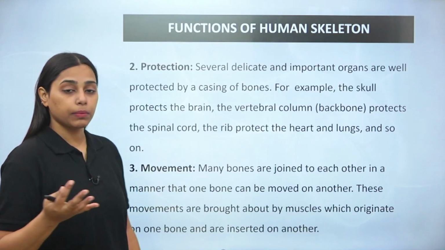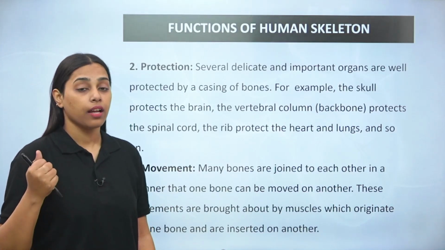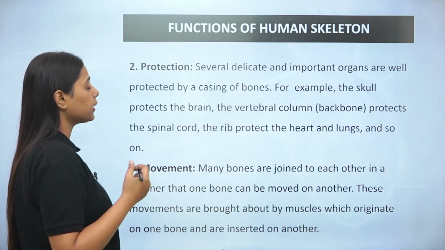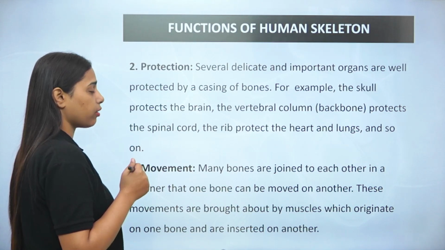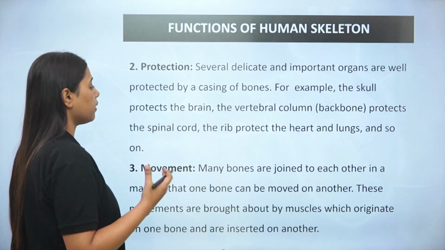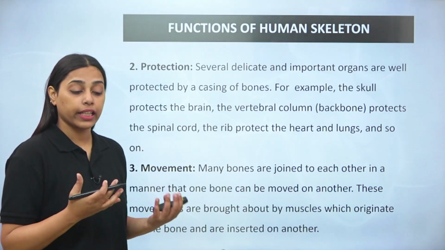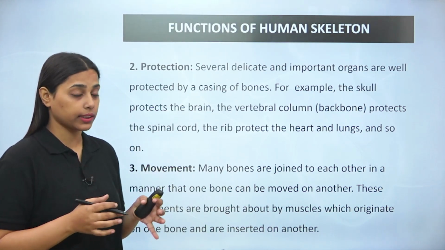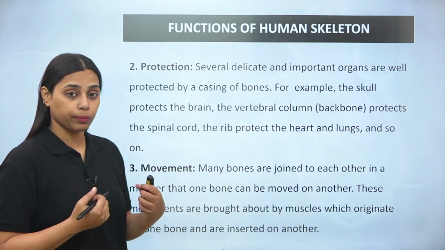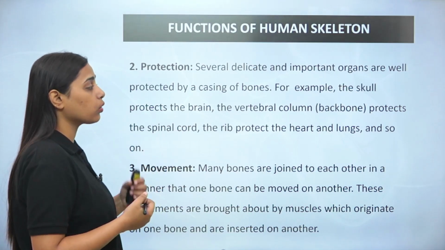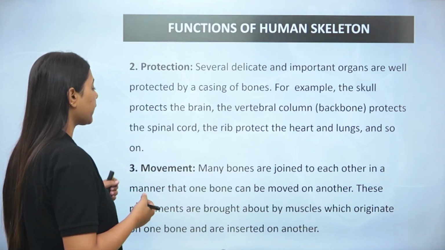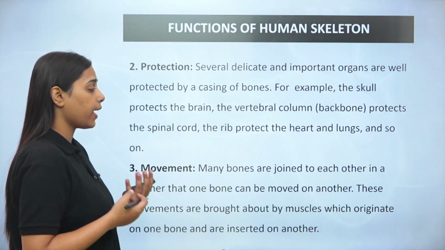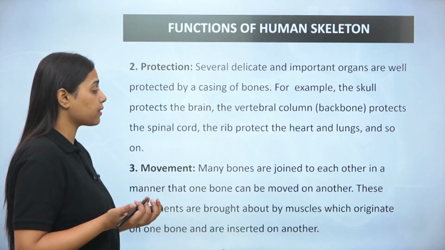The other purpose of the skeletal system is protection. Several delicate and important organs are well protected by a casing of bones. For example, the skull protects the brain. The skeletal system is required for the protection of all the internal organs as well. The skull is there for protection of the brain. The vertebral column, that is the backbone, protects the spinal cord. The ribs are there to protect the heart and lungs, and so on. You can mention many examples.